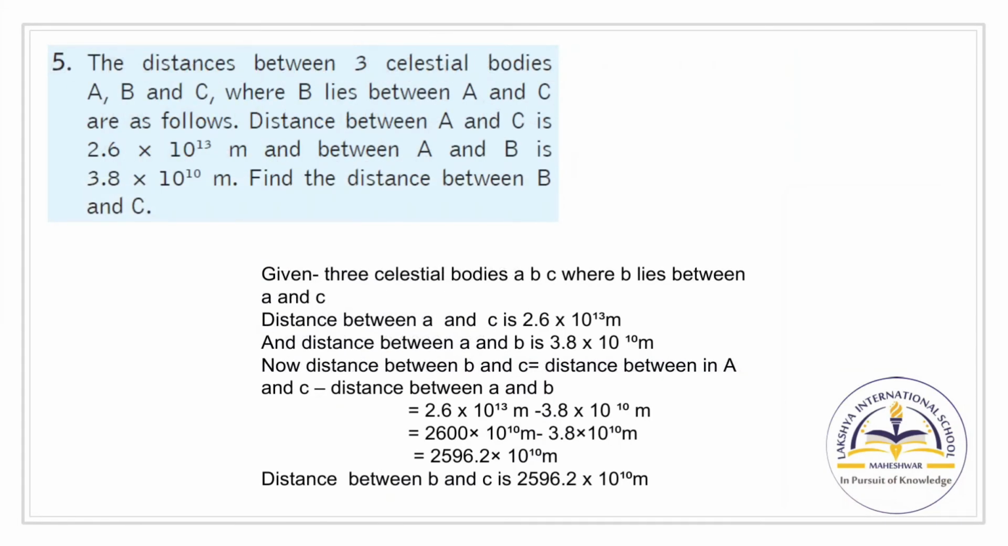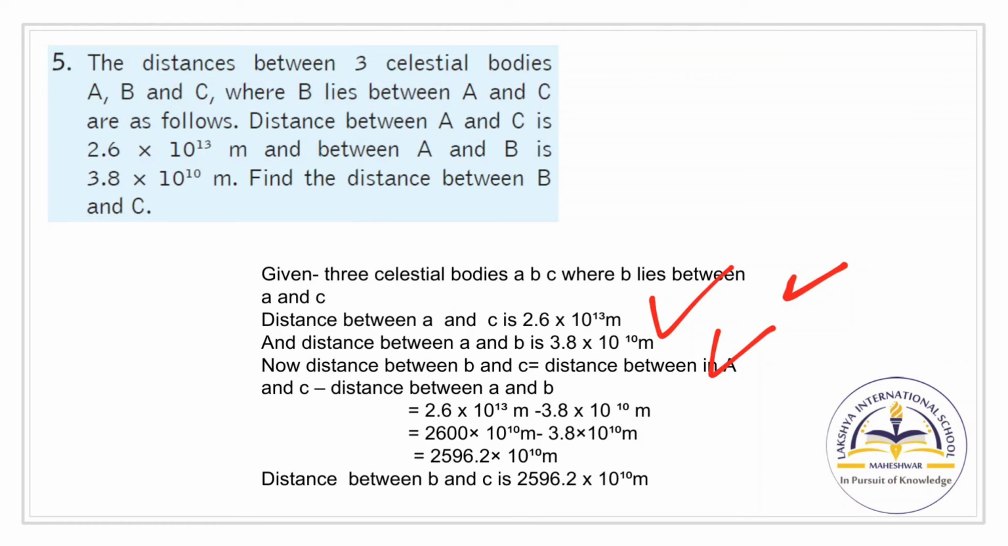Now question number 5, the distance between 3 celestial bodies A, B and C, where B lies between A and C, are as follows. Distance between A and C is 2.6 into 10 to the power 13 meter, and between A and B is 3.8 into 10 to the power 10 meter. Find the distance between B and C. So the 3 celestial bodies are such that B lies between A and C. The distance between A and C is given already, and the distance between A and B is also given. Now we have to find the distance between B and C.